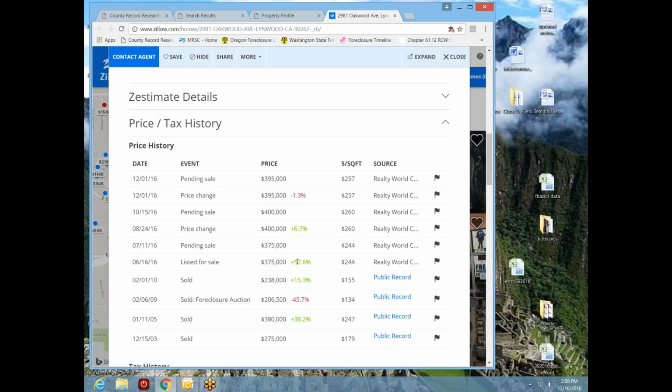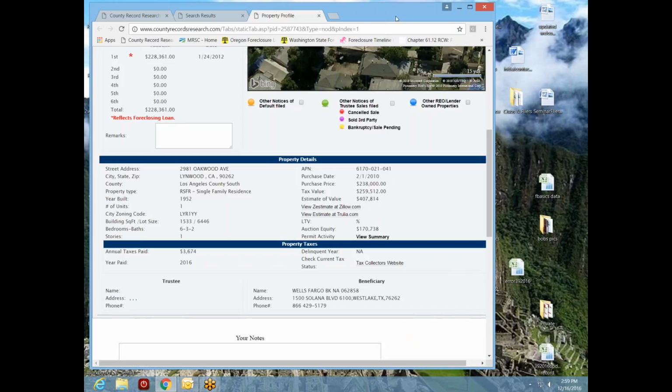Usually what you'll see happen is they'll have listed it for a price like 400, dropped it to 395, and then finally dropped it to 375 before they got an offer that got accepted and went into escrow. So right now, here's what we know. We know that they're working with Realty World, that they got their offer into escrow at 395. What we don't know is how is that purchase going to be funded?